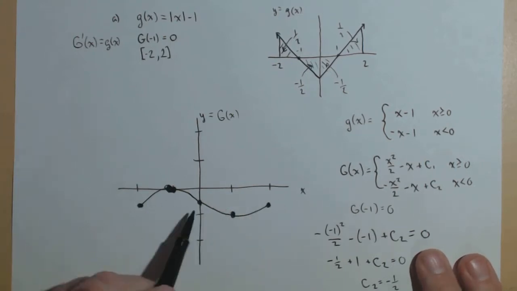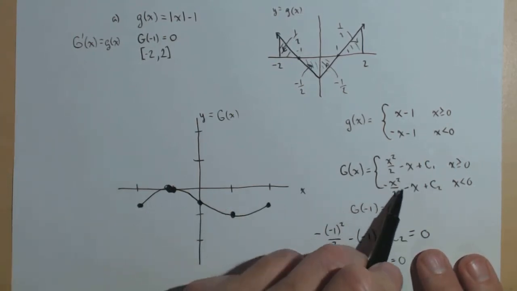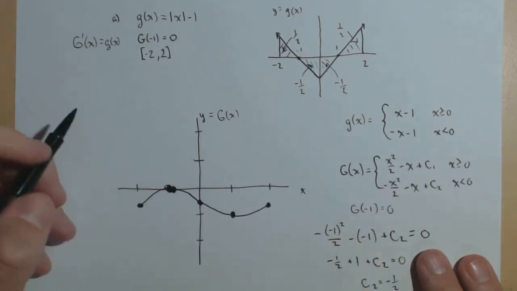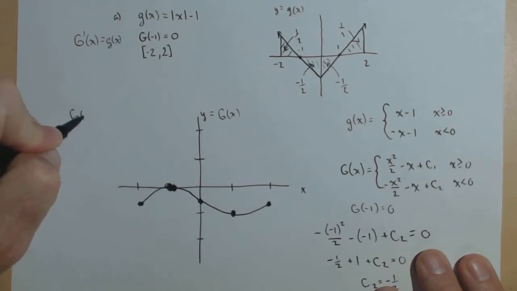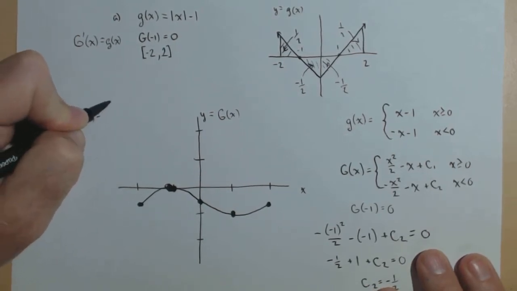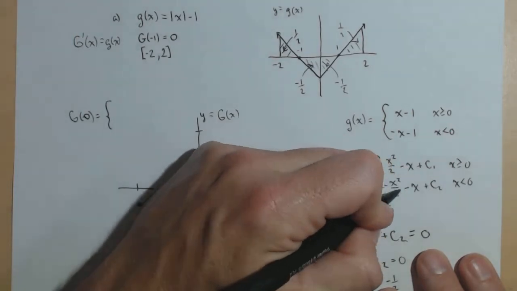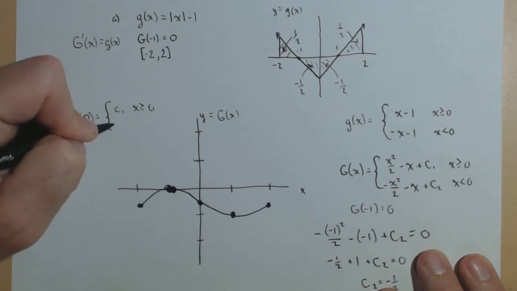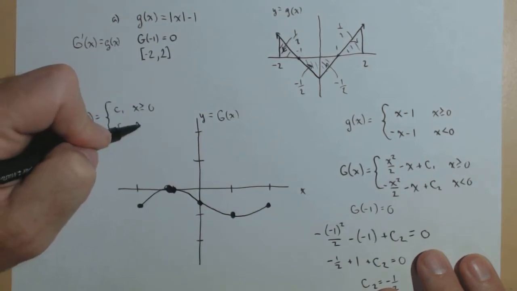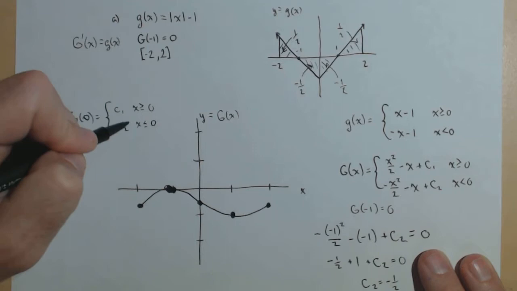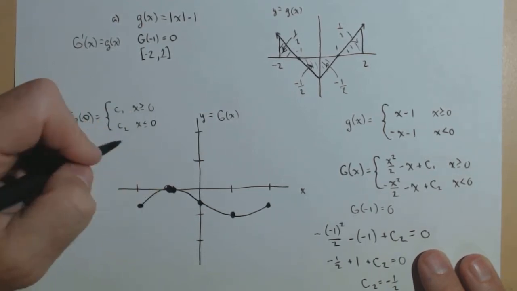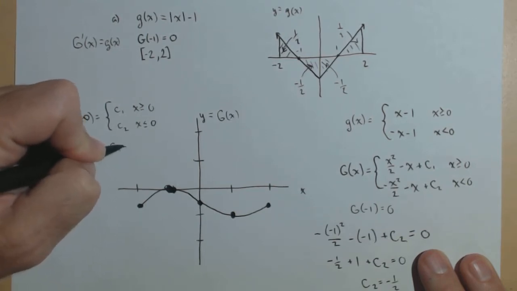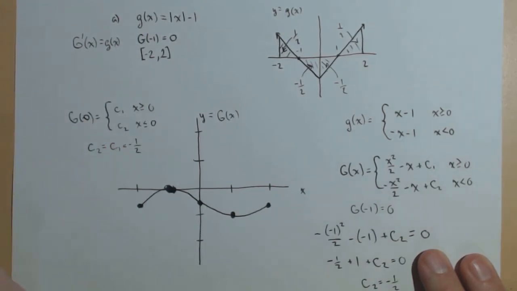Further, notice what's happening at 0. These two pieces need to be equal for it to be continuous. So if we look at G of 0, basically that's going to be 0, 0, 0, we get c1 for x greater than or equal to 0, and c2 for x less than or equal to 0, and we need it to be negative 1/2. So not only does c2 have to equal negative 1/2, c1 also has to equal negative 1/2.